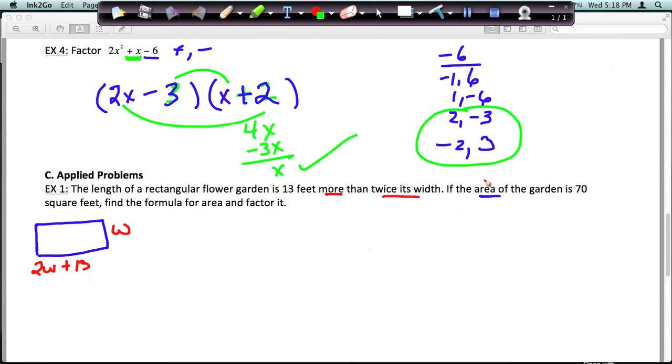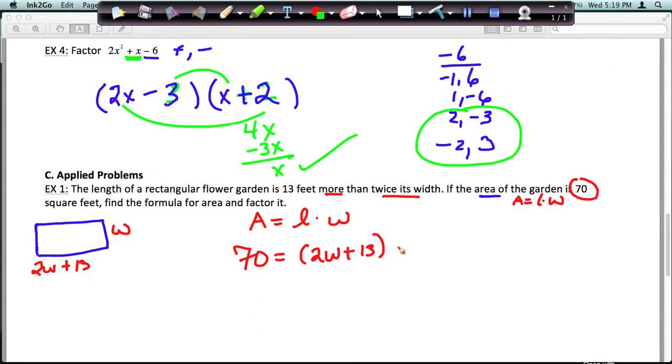Now you have to remember that area of a rectangle is length times width. So whenever I'm given the idea of a formula, I like to write down what that formula is. So area of a rectangle, length times width. And we're told the area is 70 square feet. So area always comes in square feet, because think of flooring as square feet, or square meters, whatever you happen to have. So I'm just going to fill in what I know into this area formula. I know the area is 70. I know the length is 2w plus 13. And I know the width is w.